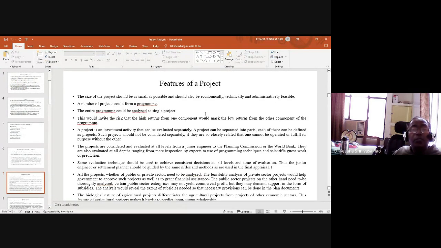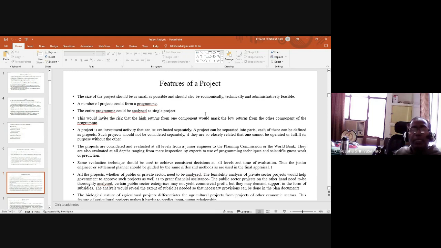A number of projects could form a program. That's what I have told you. The entire program could be analyzed as a single project. So there are several programs, and all the programs may be combined as a project.